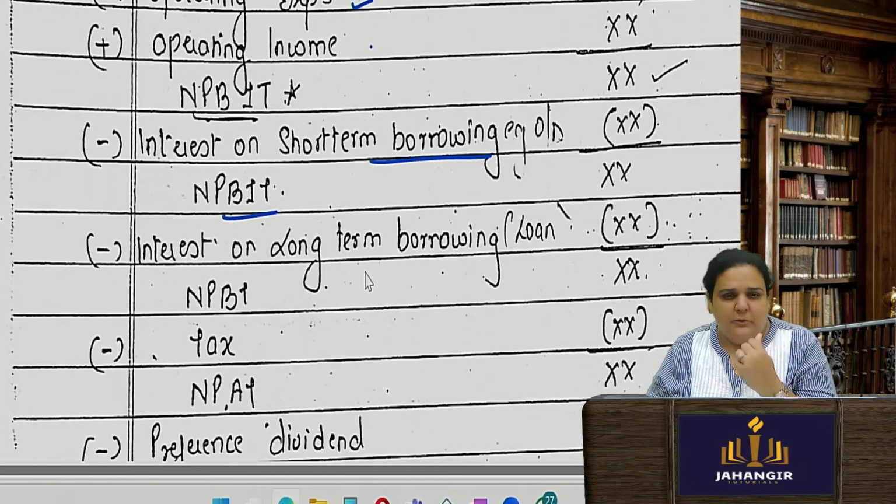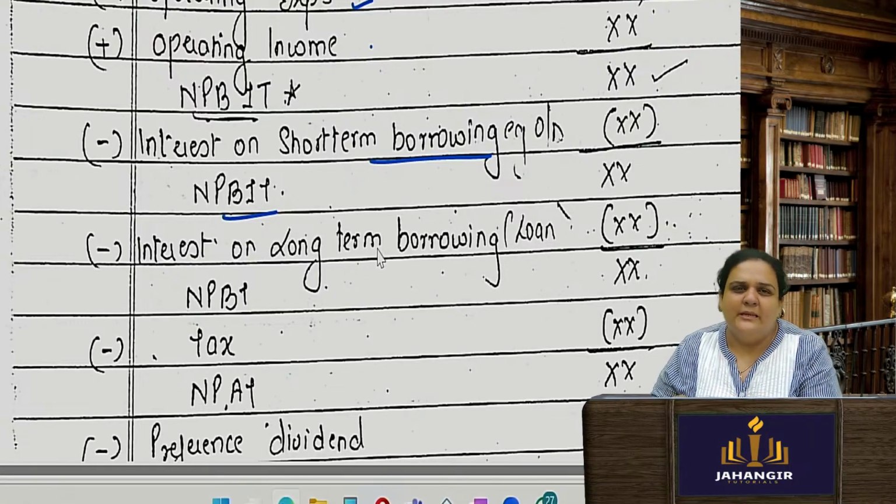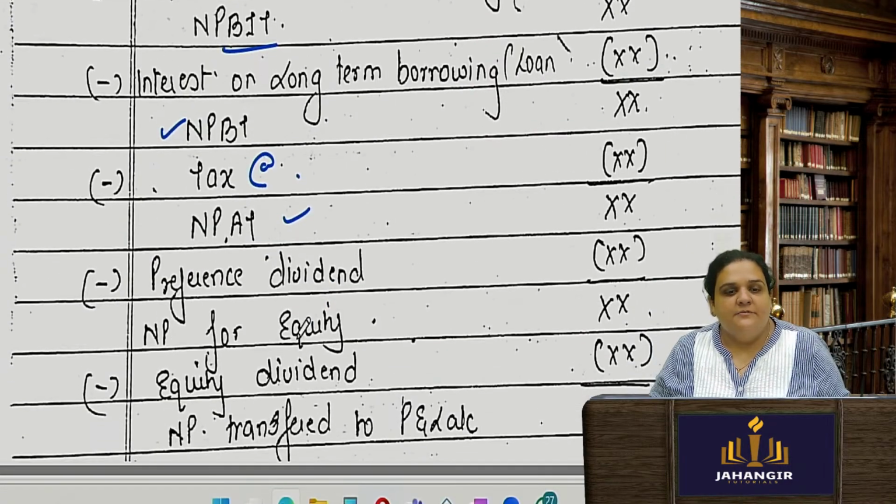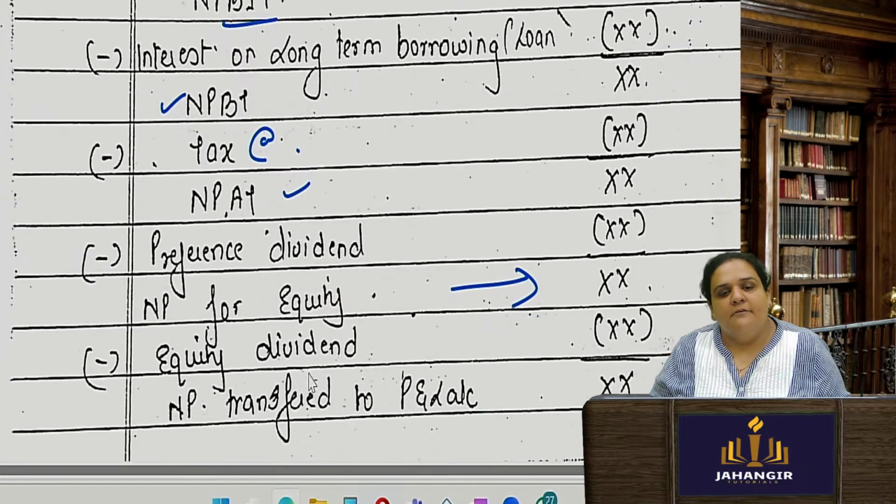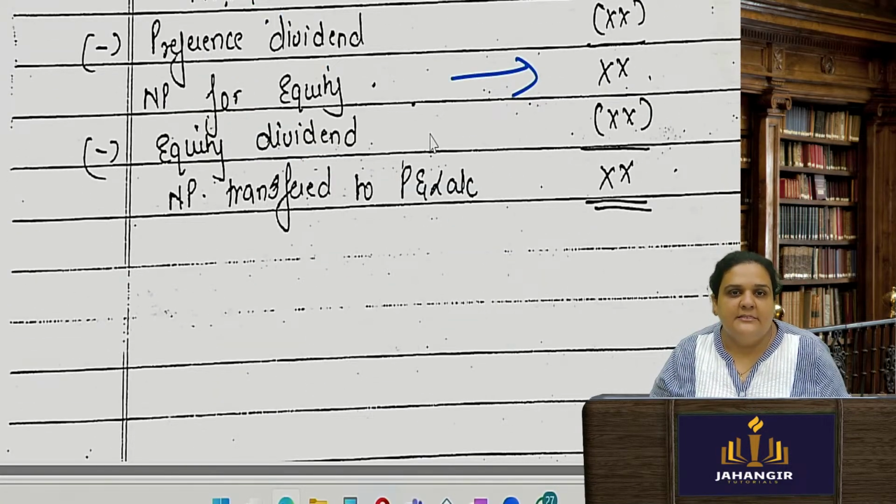Generally, we do this only: short-term borrowing, long-term borrowing directly. They don't give you so much detail. They will just give you a borrowing and interest rate. You subtract interest, you'll get net profit before tax, minus the tax at whatever rate, net profit after tax, minus preference dividend, net profit for equity shareholders. Then you can give them equity dividend since there is profit. The balance you will transfer to the P&L account.